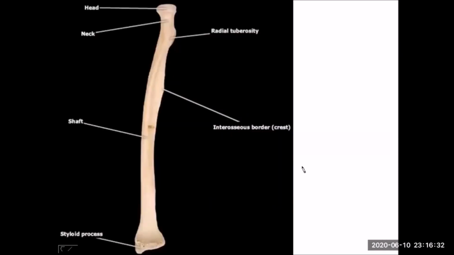So now moving on to the radius. Once again, there's a rounded head. This is the proximal end of the bone. And moving inferior to that, there's the bump here of a radial tuberosity. And then we have to pass all the way down to the distal end, the inferior side, and there's another point again, a styloid process.